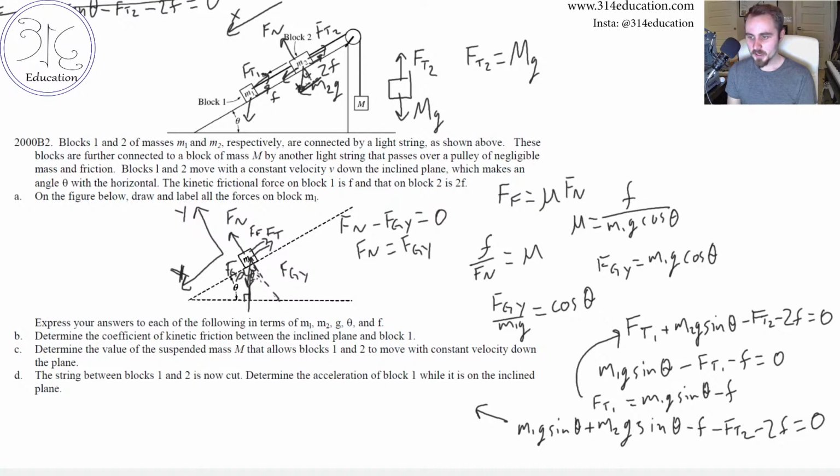That's totally fine. So let's factor out the g sine theta out of both of these terms here. Let's move all our negative stuff to the opposite side, and we'll combine our f's. So we'll have m1 plus m2 in a quantity times g sine theta is equal to, we have our Ft2, we added that over to this 0 side here, plus 3f. Looks good.